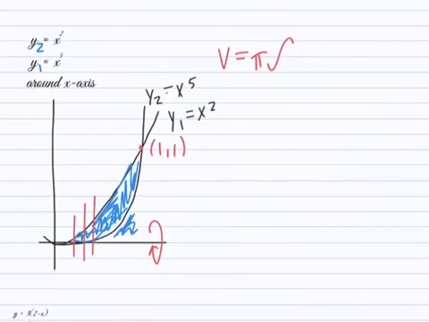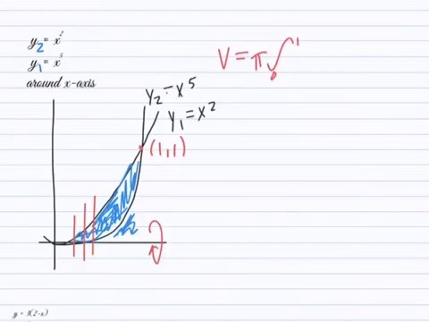Because (1, 1) is a point that's on both of those graphs, you're going to take the integral from 0 to 1. Then after that, you're going to want to take the outer volume minus the inner volume. So you want to take what it would be if that space were filled in, minus the space that you know is empty. So that upper line right there, the y1, is on top of the y2.